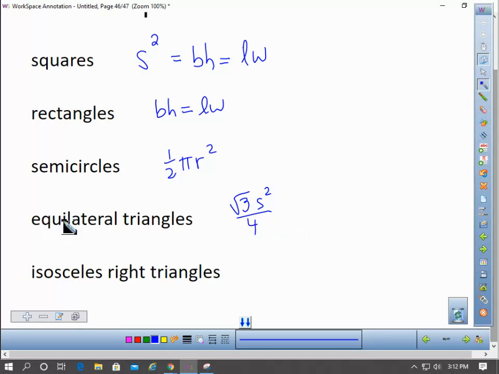All right, so for equilateral triangles, it's radical 3 side squared over 4. That's the formula for the area of an equilateral triangle. Radical 3 side squared over 4.